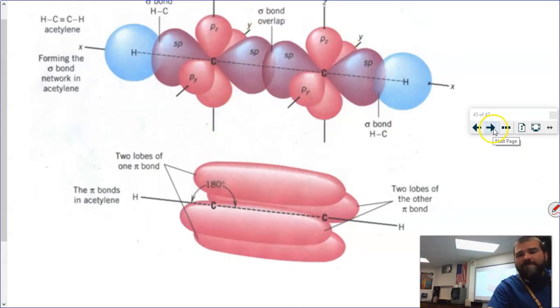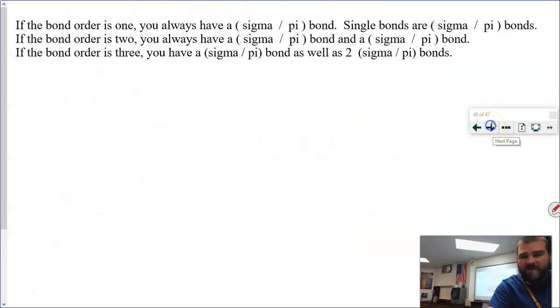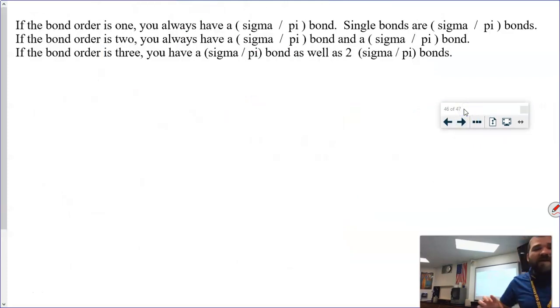Okay, I'm done trying to do this anymore because it is confusing. So let's just get to where I want to go. Here's the takeaway. If the bond order is 1, in other words, if you have a single bond, you always have a sigma bond. Okay? The very first bond, the first bond in any molecule between any two atoms ever, anywhere, is sigma. Okay? Single bonds are sigma bonds.